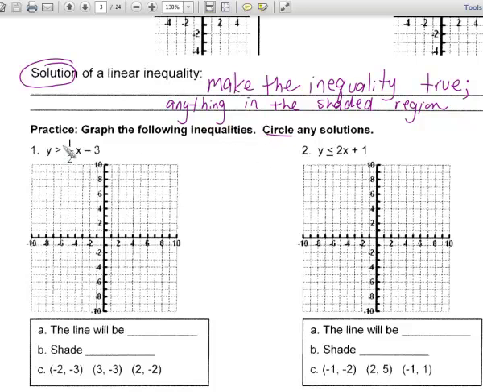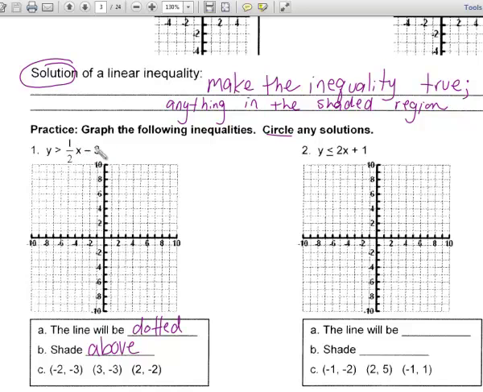Okay, so looking at this, we can see that it says y is greater than. So greater than, my line is going to be solid or dotted. It's going to be dotted. And then if it's greater than, well, where do my y's get greater? Above. So I'm going to shade above. Okay, so now that I know that, let's go ahead and graph this line.